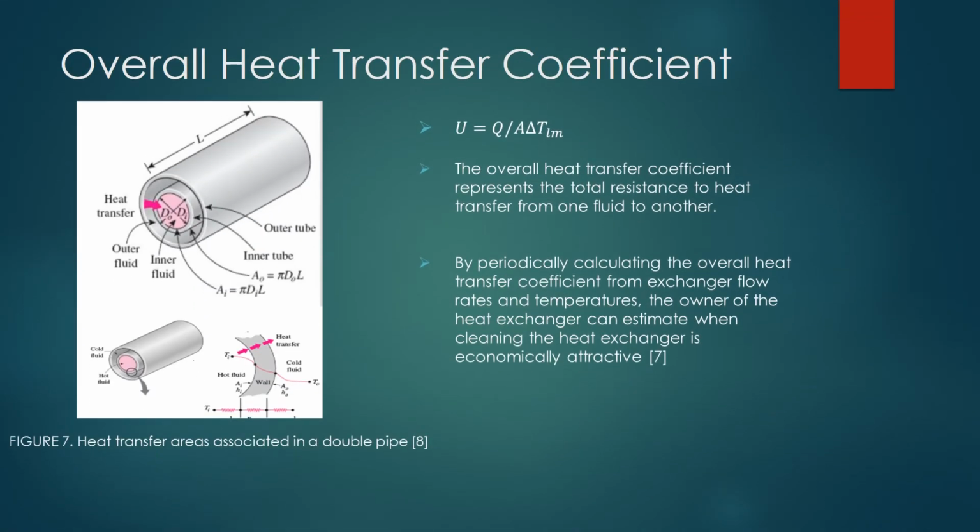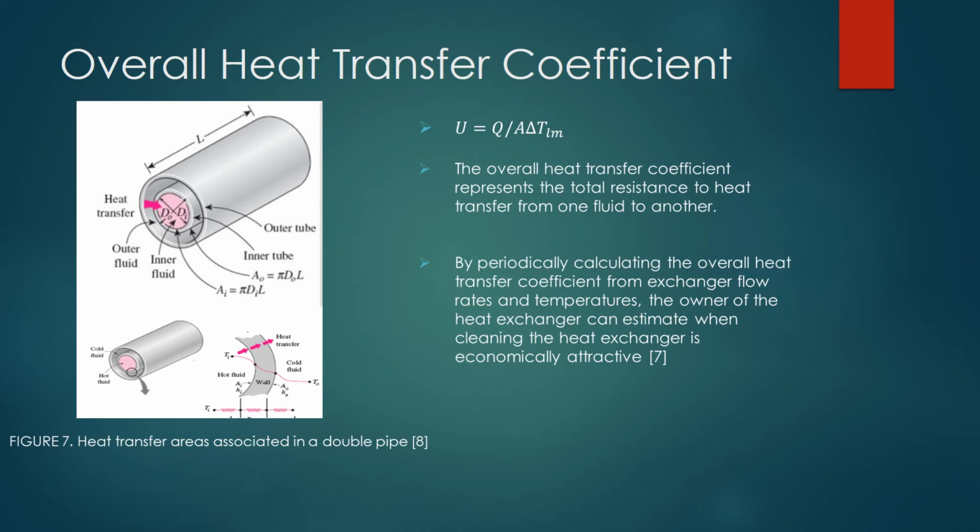The overall heat transfer coefficient represents the total resistance to heat transfer from one fluid to another. Assuming that the warmer fluid is in the inside pipe, the heat is first transferred from the hot fluid to the wall by convection, through the wall by conduction, and from the wall to the cold fluid again by convection. Any radiation effects are usually included in the convection heat transfer coefficients.